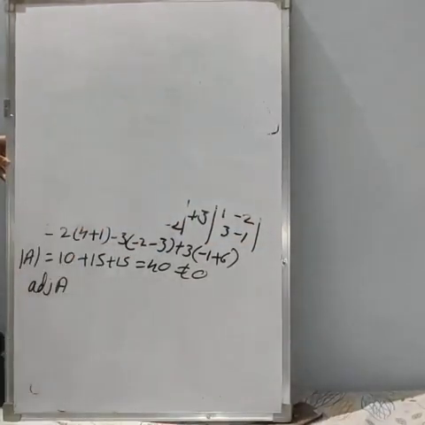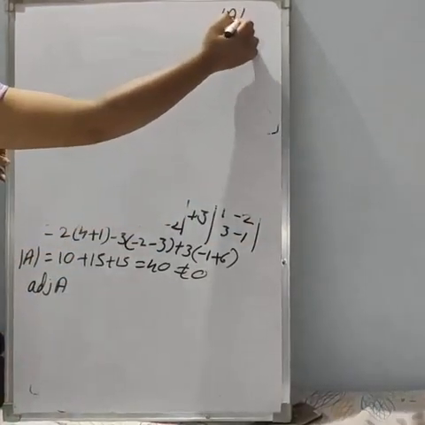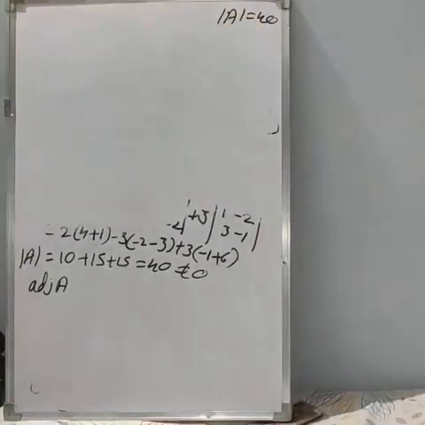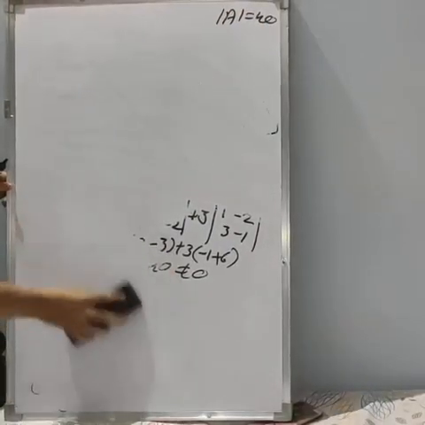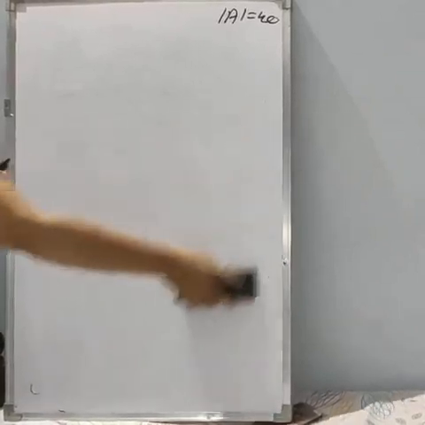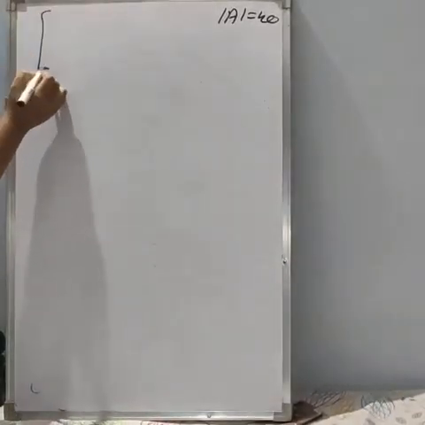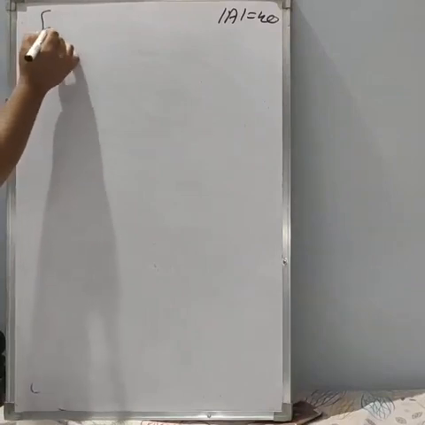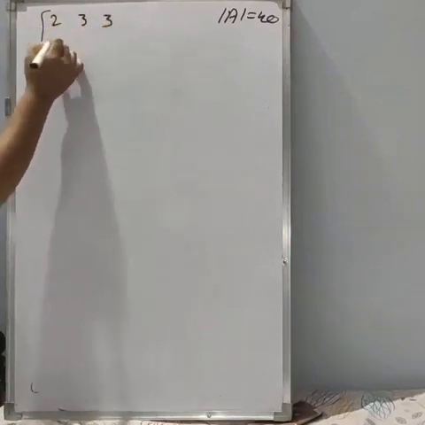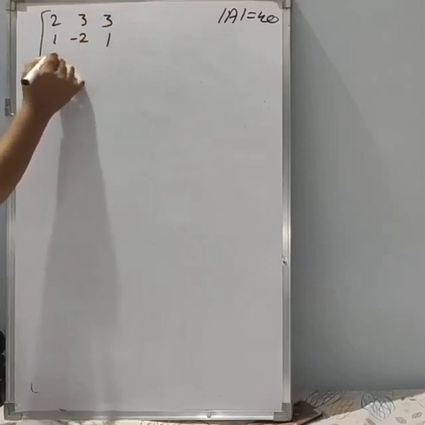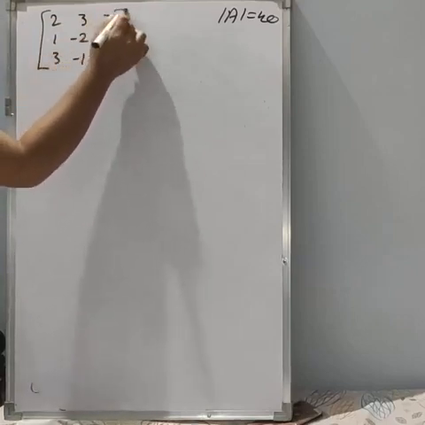So remember our determinant value of A is equal to 40. Okay, remember this one. Determinant value of A is equal to 40. Next, our given matrix A is nothing but 2, 3, 3; 1, minus 2, 1; and 3, minus 1, minus 2.